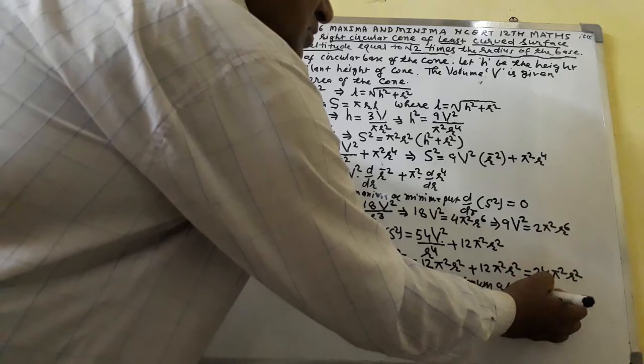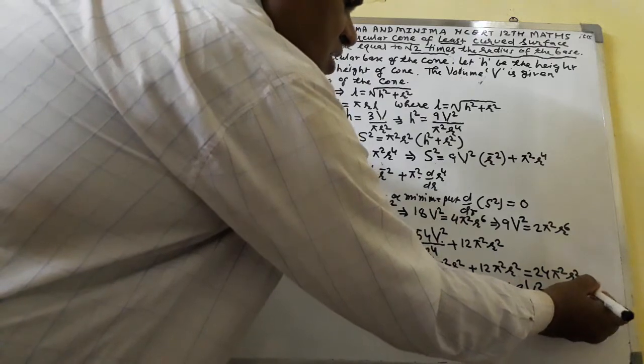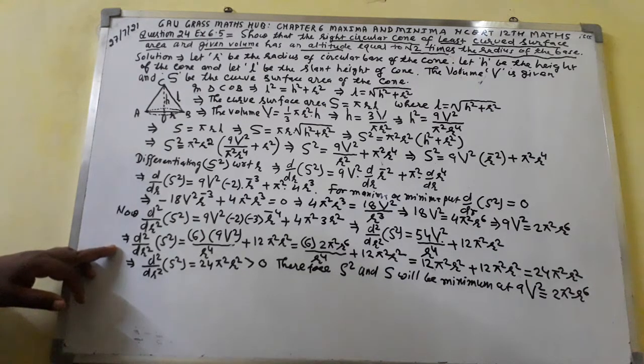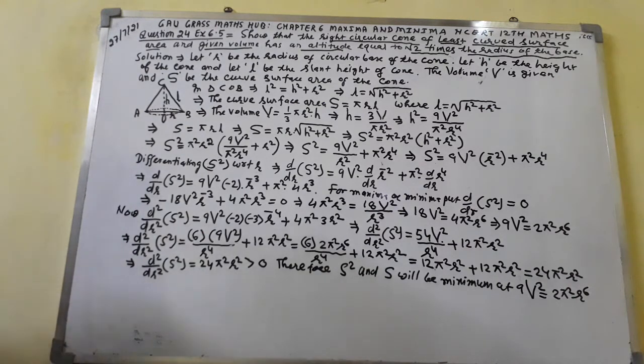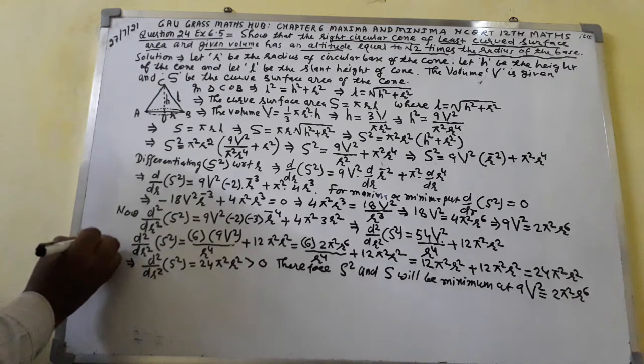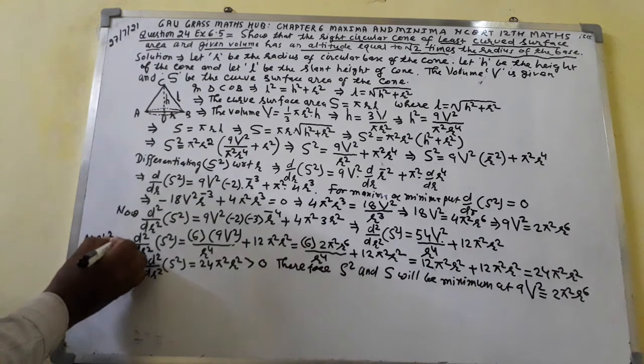9v square equal to 2 pi square r raised to the power 6. This thing we have got. 9v square equal to 2 pi square r raised to the power 6. So this value you have got here. I shall write at 9v square equal to 2 pi square r raised to the power 6.